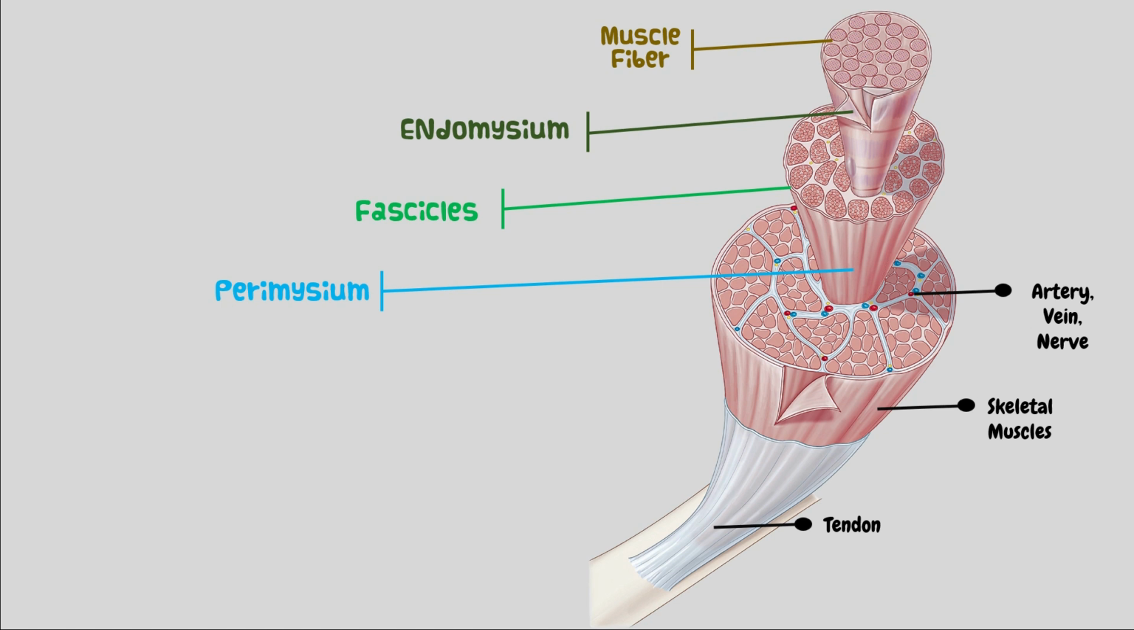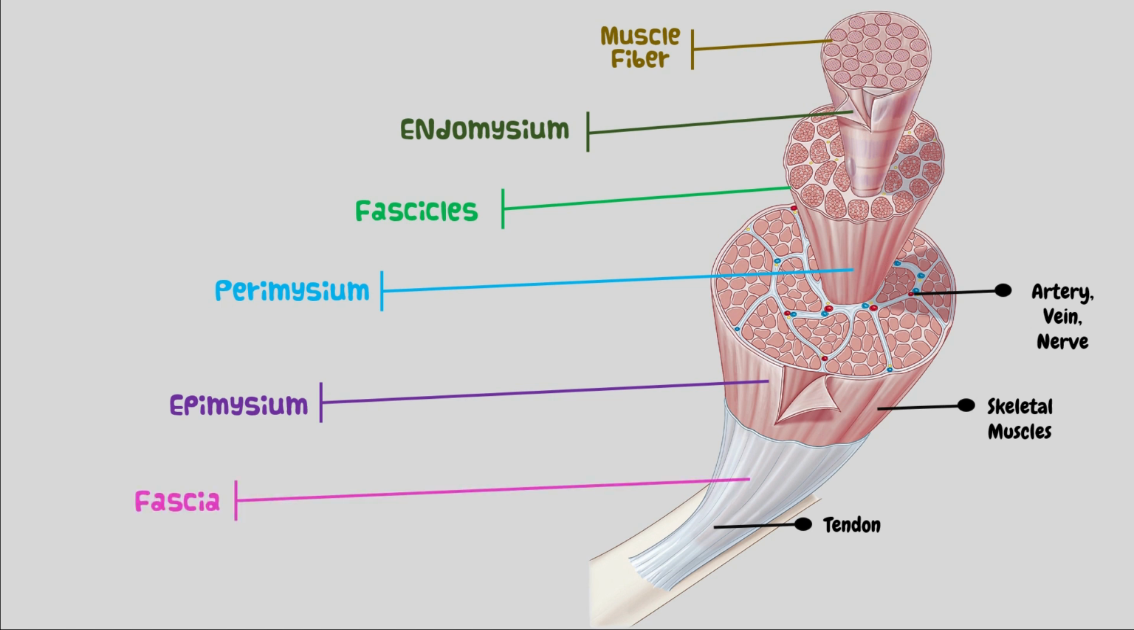A sheath of tougher connective tissue, called the perimysium, encases the fascicles. Still another layer of connective tissue, called the epimysium, surrounds the muscle as a whole and binds all the muscle fibers together. Connective tissue, called fascia, surrounds the muscle outside the epimysium. Deep fascia lies between muscles, while superficial fascia resides just under the skin.